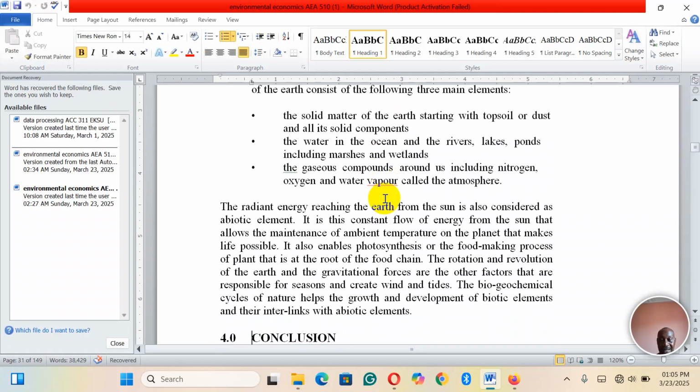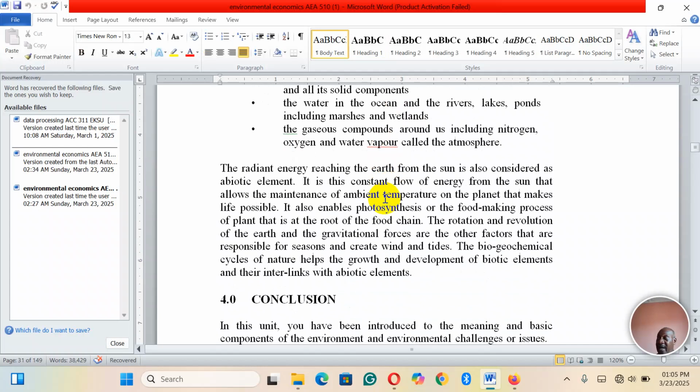So the radiant energy reaching the earth from the sun is also considered as an abiotic element. It is the constant flow of energy from the sun that allows maintenance of ambient temperature on the planet that also makes life possible.